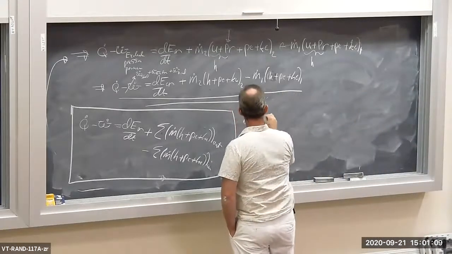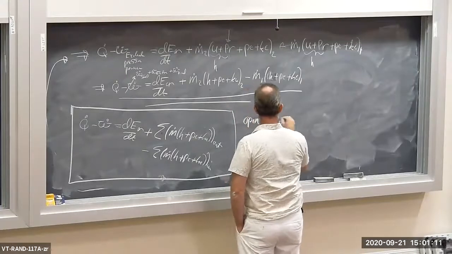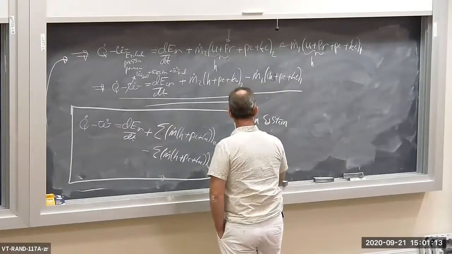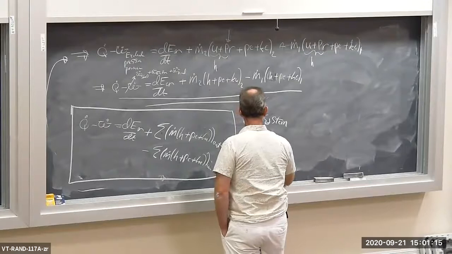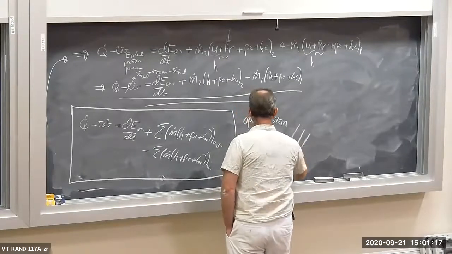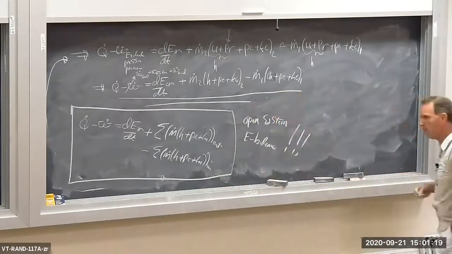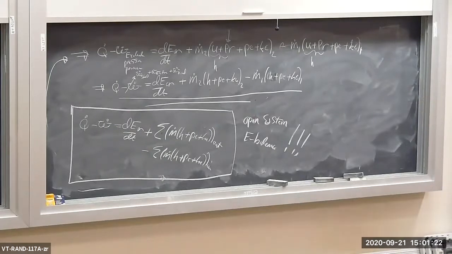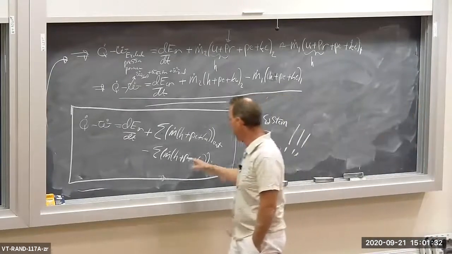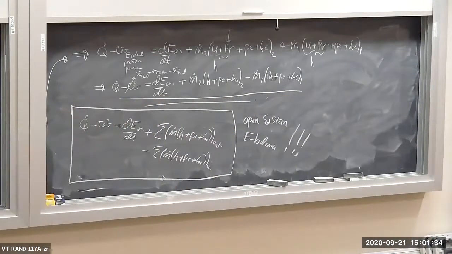Open system energy balance. Write it down, commit it to memory. We're going to be using this equation for the rest of the semester more or less, just like we've been using the energy balance for a closed system over the semester. We're going to continue to use it. Write it down. There are H's here instead of U's.